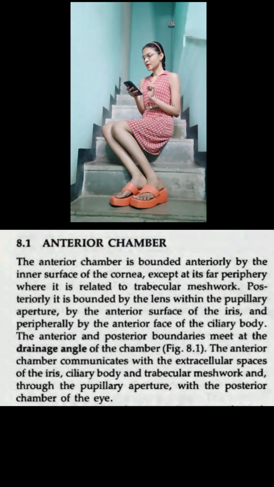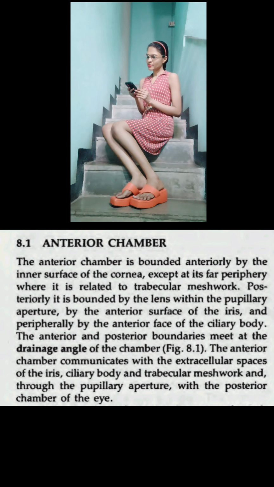Anterior chamber. The anterior chamber is bounded anteriorly by the inner surface of the cornea, except at its far periphery, where it is related to trabecular meshwork. Posteriorly, it is bounded by the lens within the pupillary aperture, by the anterior surface of the iris, and peripherally by the anterior face of the ciliary body. The anterior and posterior boundaries meet at the drainage angle of the chamber.